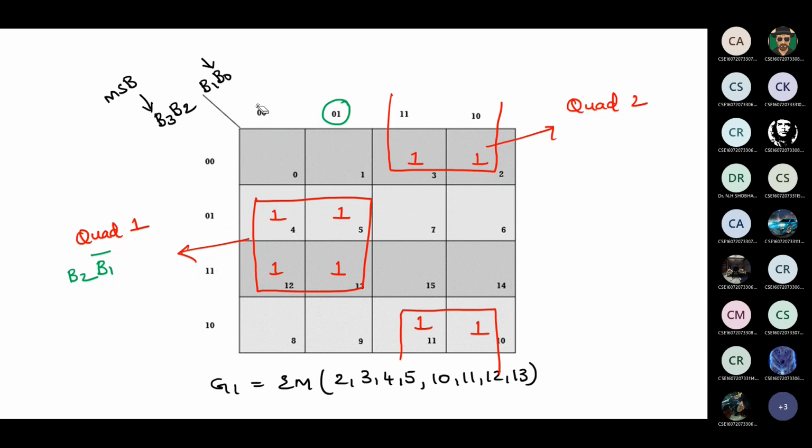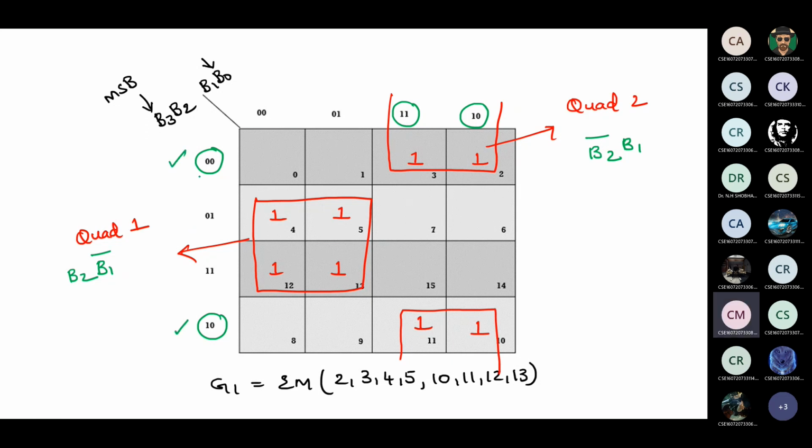Tell me for quad 2. Simply take the common among these two. B2 bar, B1. B2 bar, B1 is the answer.